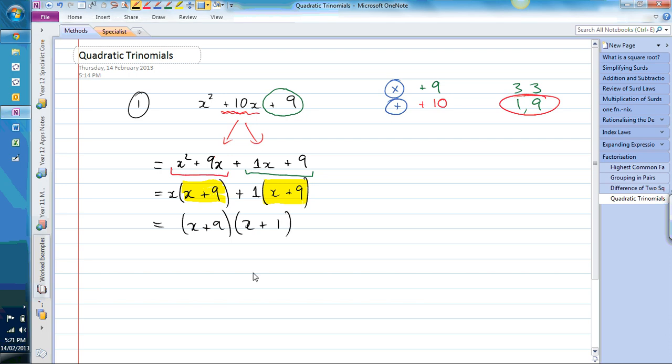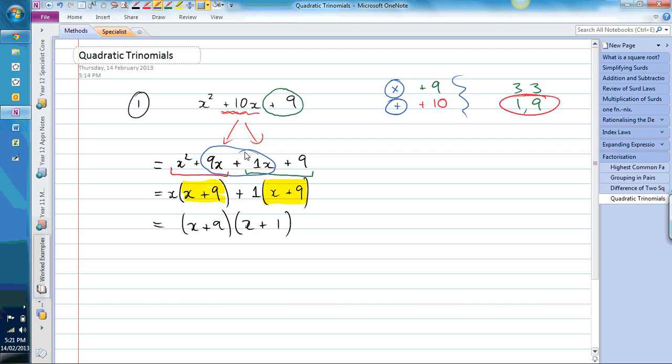Now I want to make a couple of points about this. It's very nice that this x plus 9 occurred here. And that happened because of the way that we selected these numbers here, because of this stuff over this side. If we choose the wrong numbers here, we won't get this to happen, and we won't be able to factorize it. Just like I said that grouping in pairs problems tended to be rigged so that this would happen, we're doing the rigging here. We're basically forcing this to happen because of the way that we choose these numbers.